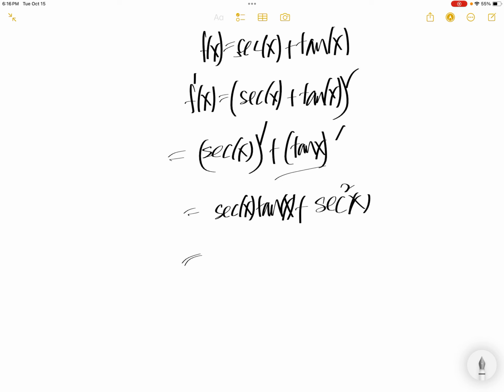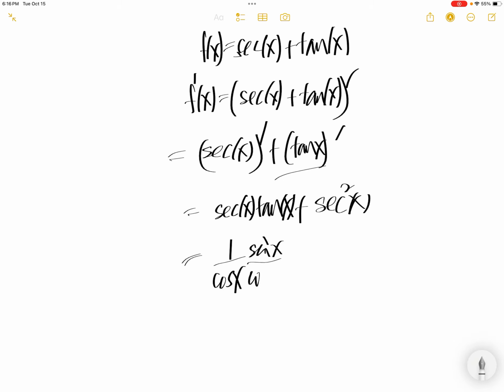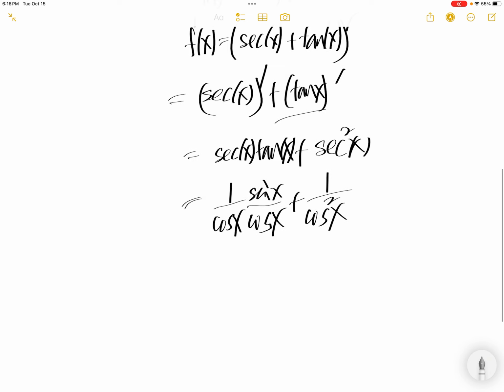We can write sec x as 1 over cosine x, tangent x as sine x over cosine x. Take the common denominator, you get cosine square x, and then you have sine x plus 1.